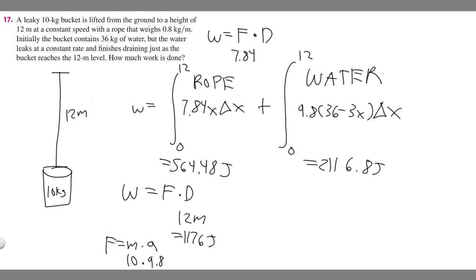If we have the work for each individual component, all we have to do is add them up, and that's going to give us the total work. If you add these up, 564.48, 2,116.8, and 1,176, you're going to get about 3,857 joules. This right here is going to be your answer. Hopefully you found this video helpful.